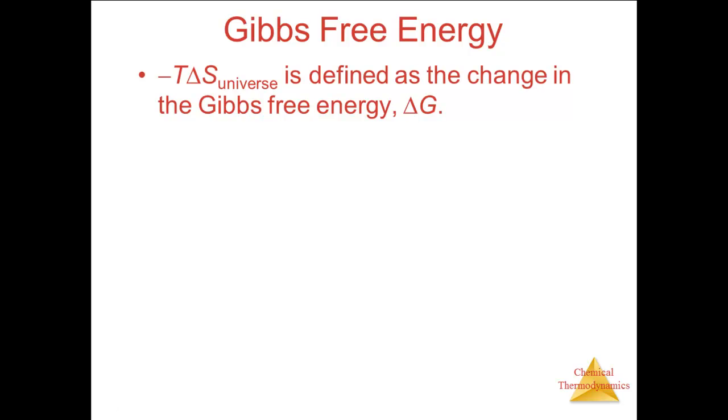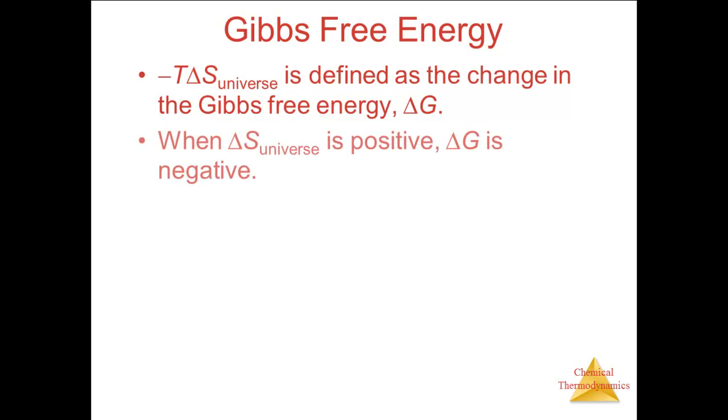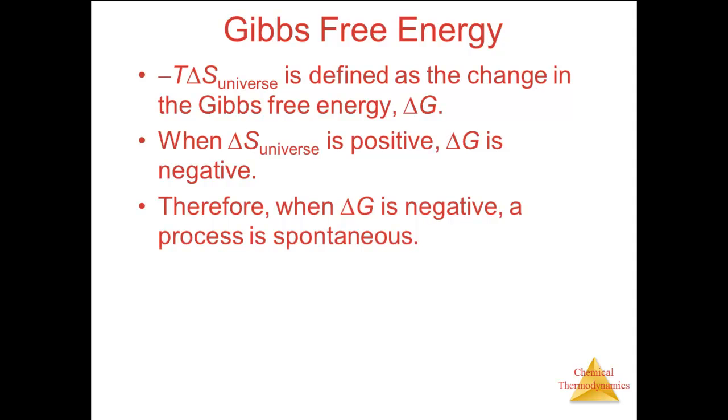Gibbs free energy. Let's review a few things we learned in the last lesson about the Gibbs free energy. Minus T delta S for the universe is defined as the change in Gibbs free energy, delta G. When delta S for the universe is positive, delta G is negative. Therefore, for a spontaneous process, delta G is negative.